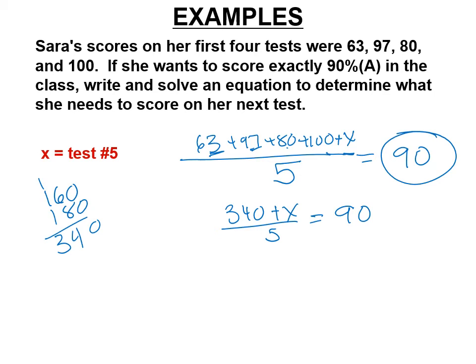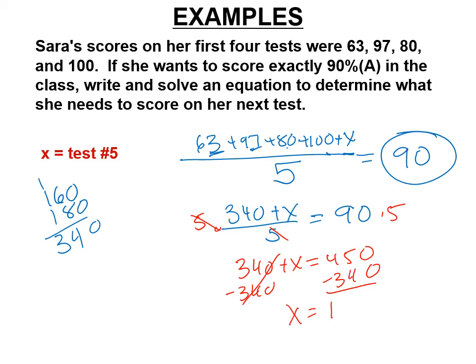Right? So we have to get rid of that 5 that's dividing this. Multiply both sides by 5. 340 plus x equals 450. Minus 340 on both sides. And x equals 110, right?